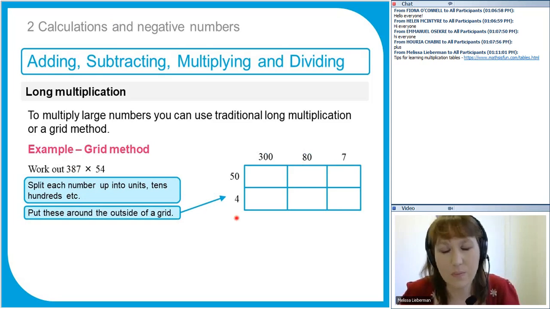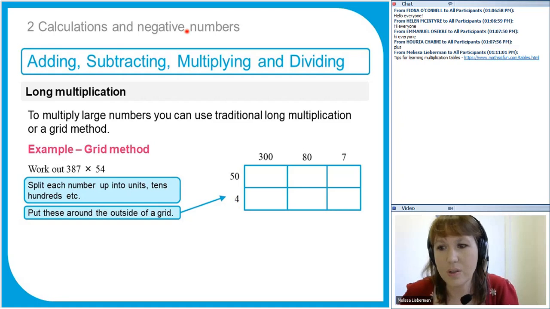times 54. And then what we do is in each of these rectangles in the grid, we're going to multiply the numbers at the top of the column and the end of the row. So in this box, we're going to work out 300 times 50. In this box, we're going to work out 80 times 50. In this box, we're going to work out 7 times 50, and so on. This one will have 300 times 4. So you're only going to need to use your basic multiplication facts and add in the correct number of zeros. So let's see how this works.